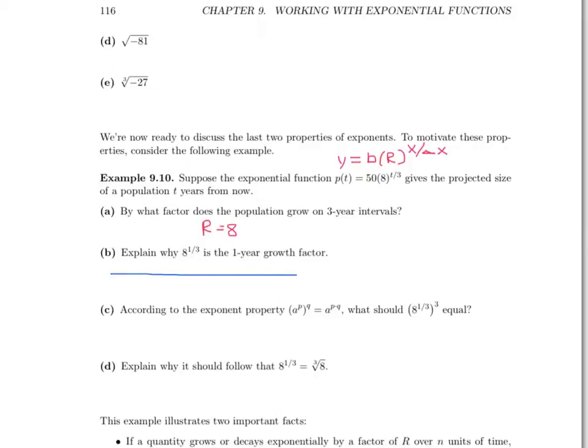Let's make a table. And in this table, we'll have time and population size. At time 0, how big is this population? If we substitute 0 in for t in our equation, notice we have 50 times 8 raised to the 0 power, because 0 divided by 3 is 0. 8 raised to the 0 power is 1. So this would become 50 times 1, which is 50. So the initial population size is 50. You can also tell because B represents the initial amount, and in this case that would be the initial population.